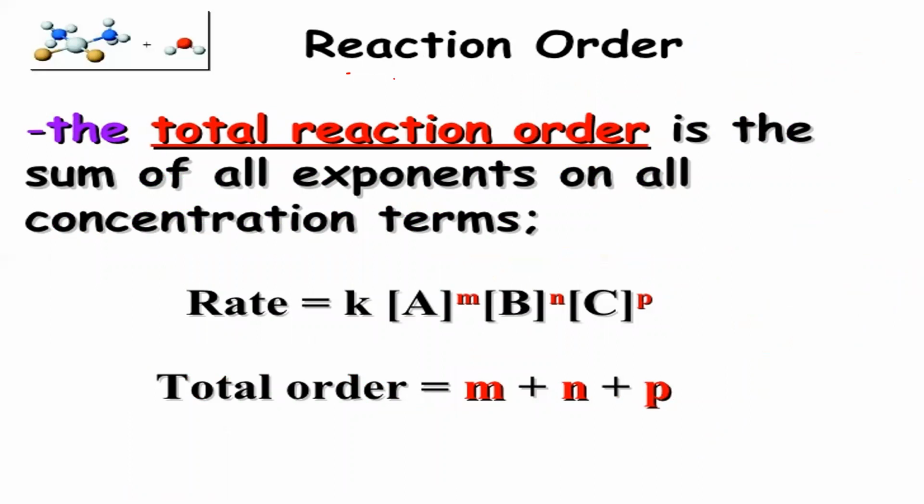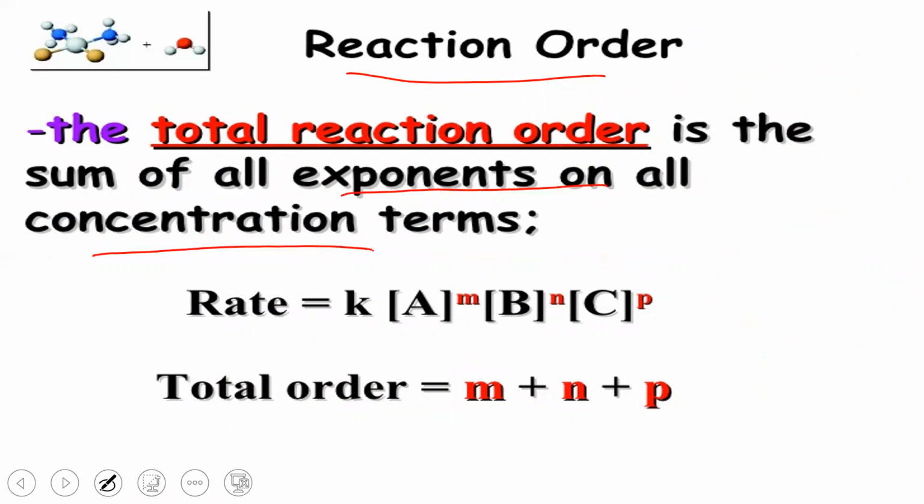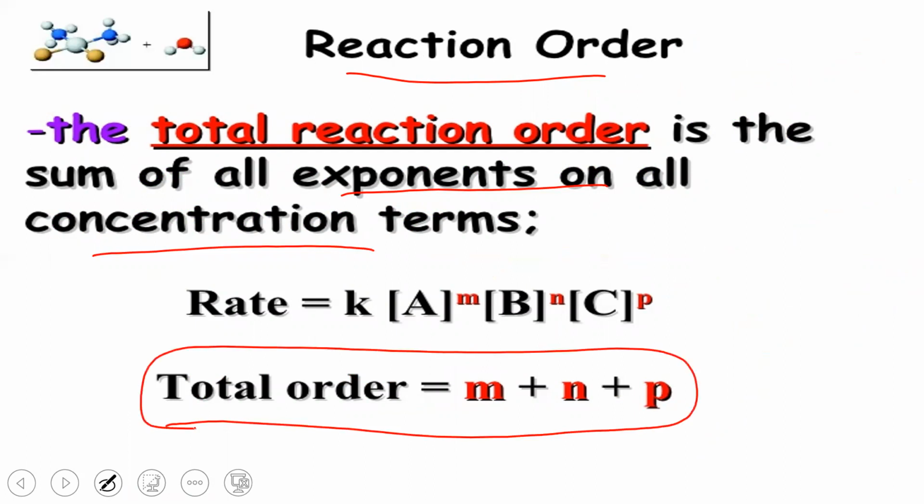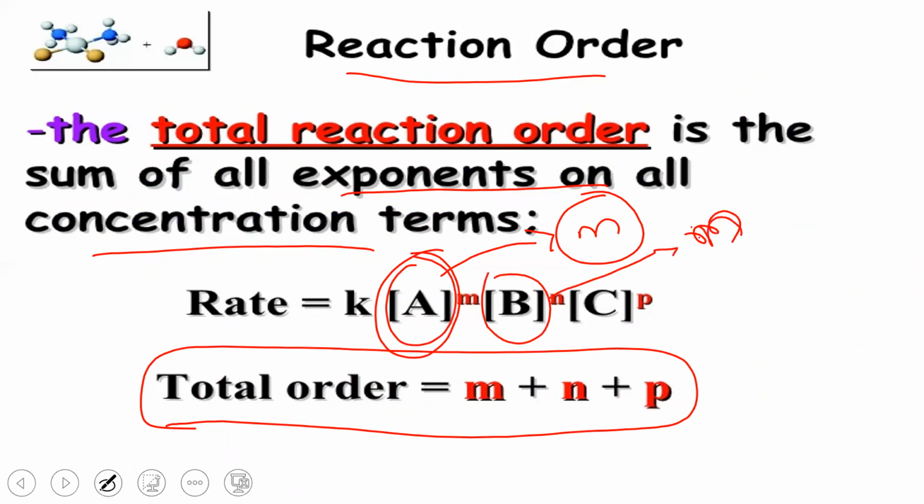Here are some examples. See this one. The total reaction order is the sum of the exponents of all the concentration terms. The total order becomes m plus n plus p. If you want the order with respect to A only, then m is the order of the reaction with respect to A. With respect to B, that order is n. And for C, it is p. The total order is m plus n plus p.